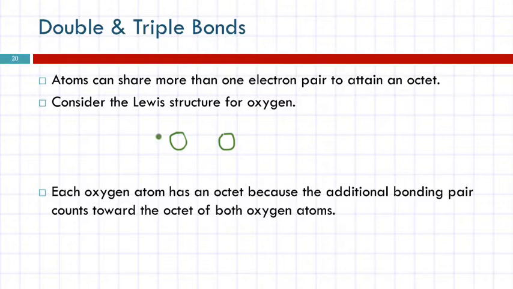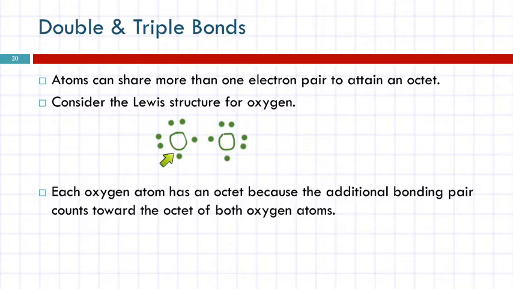6. So let's put a couple of pairs, and then a single over here. So I'm drawing the Lewis structure for each oxygen atom. And Lewis theory is saying, well, we're going to predict and explain how these two atoms bond together by having them share valence electrons until they get an octet.